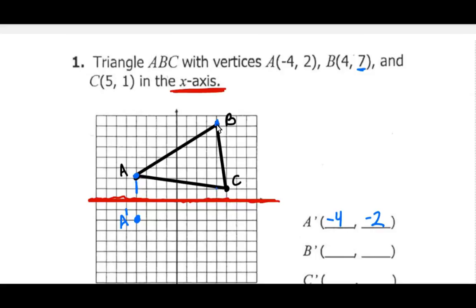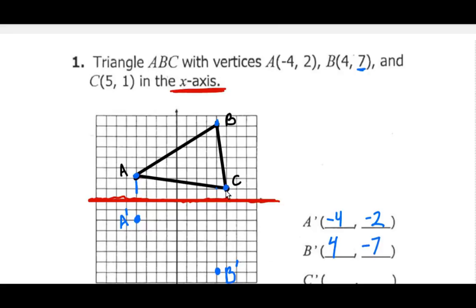But B is 7 units above, so my B prime will be 7 units below. 3, 4, 5, 6, 7. And label it B prime. And the ordered pair for B prime will be 4, -7.